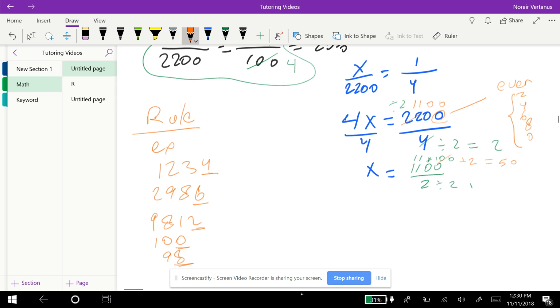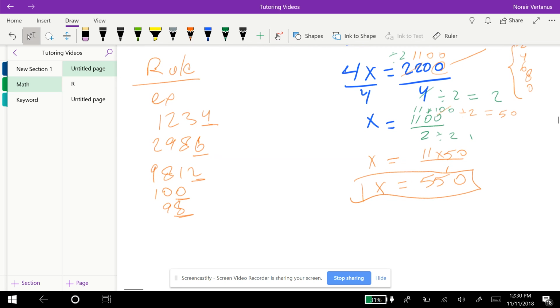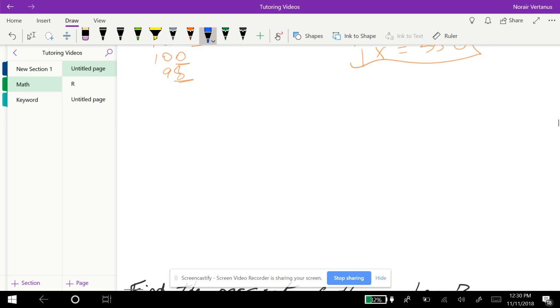So what's left is 11 and 50. 11 times 50 over 1. That's x equal to 550 over 1. What is 11 times 50? 5 times 11 is 55. And there's a 0, 550. If you don't know it, you have to do long division. You divide it by 2 twice, or you divide by 4. So we're done with this problem. Let's move on to the next one.